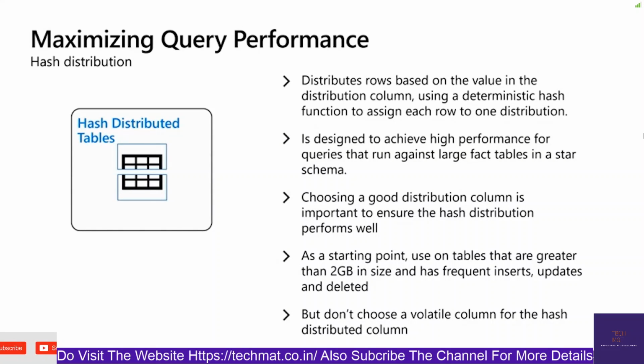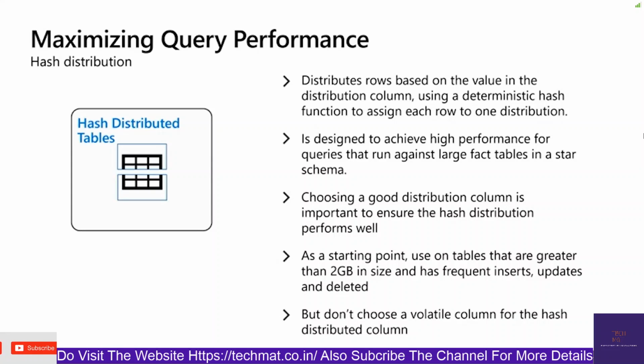especially when it comes to the star schema. But the downside is that choosing a good distribution column is really crucial on one side, and on the other side, it might not always be very straightforward. So typically, we recommend starting with hash distribution for tables which are greater than 2 gigabytes in size, or which are frequently updated, or where data is frequently deleted.